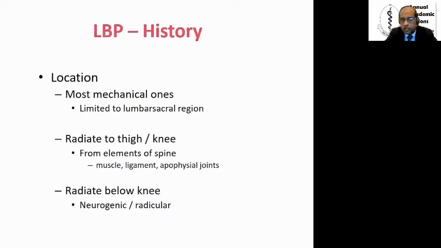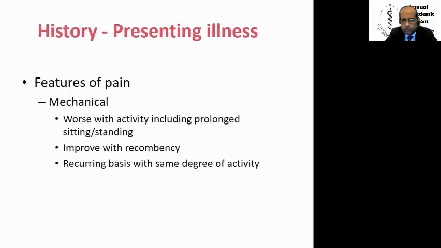The location of pain. Ask the patient to indicate exactly where the pain is by finger pointing, rather than just diffuse. Generally, they will tend to give broad features or broad areas when they talk. Most mechanical pains are limited to the lumbosacral region. If it radiates to the thigh or knee, it's generally coming from the elements of the spine: the muscle, ligament, epiphyseal joint. If it radiates below the knee, it's either neurogenic or radicular, where the nerve roots are involved.